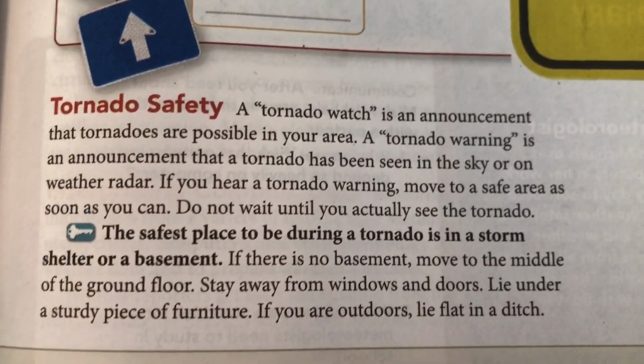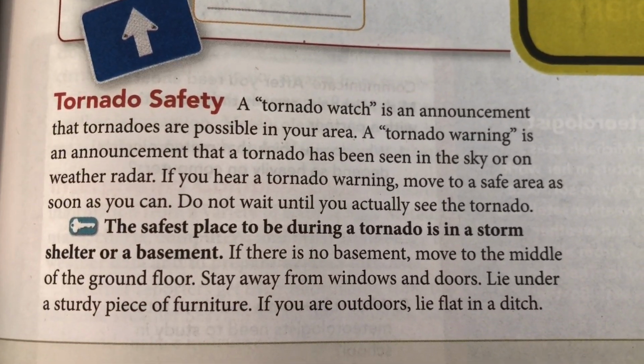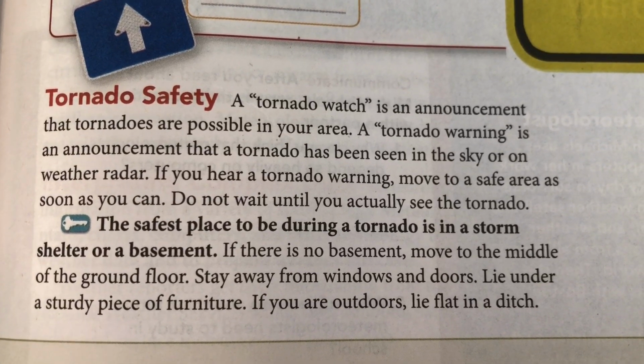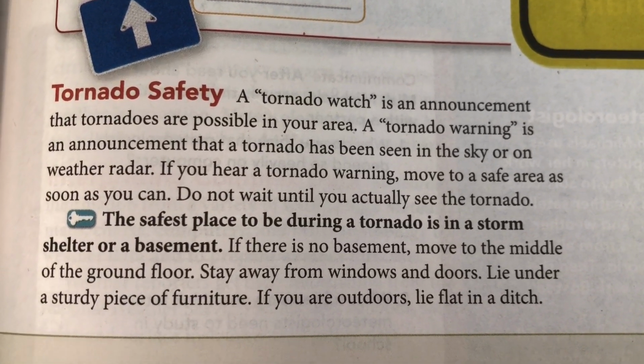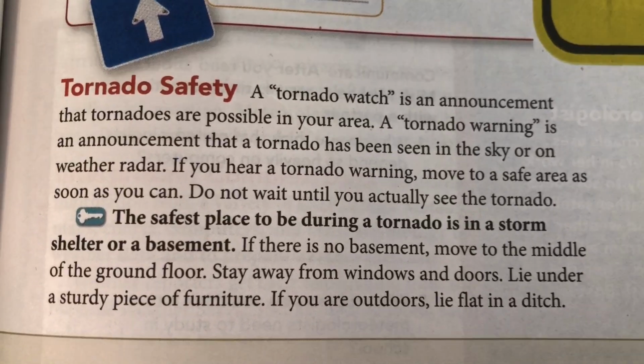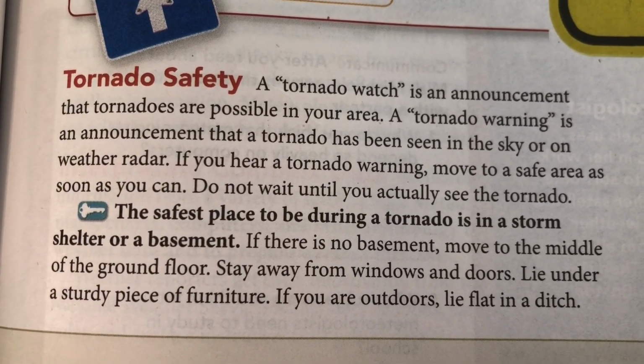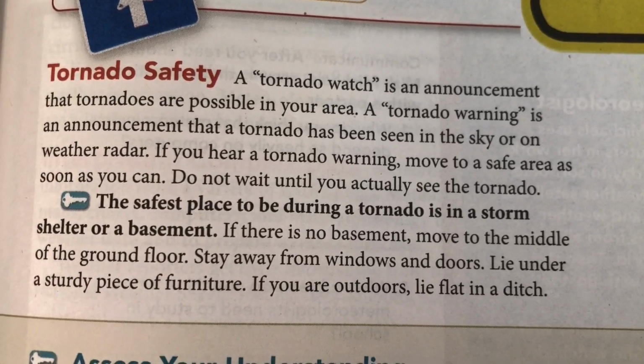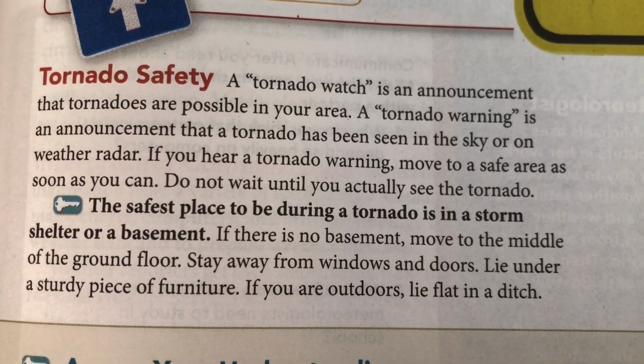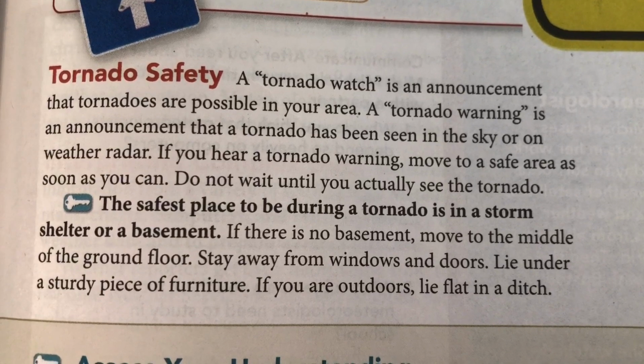Tornado safety. A tornado watch is an announcement that tornadoes are possible in your area. A tornado warning is an announcement that a tornado has been seen in the sky or on weather radar. If you hear a tornado warning, move to a safe area as soon as you can. Do not wait until you actually see the tornado.